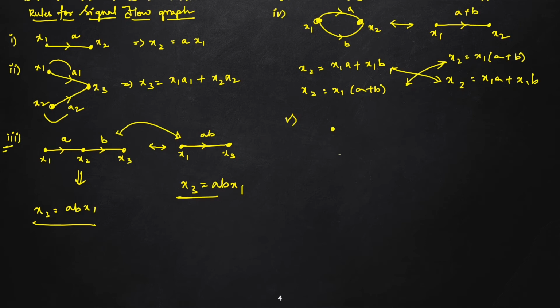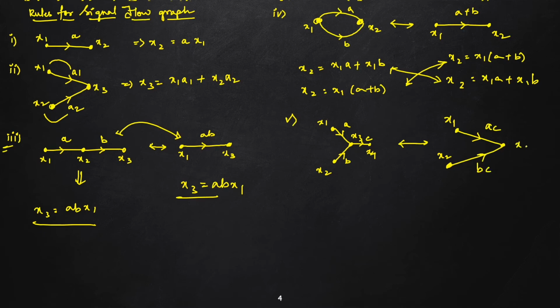we have 4 nodes, x1, x2, x3, x4. This has a gain of a, this has a gain of b, and here let it be c. The same can be represented like this. These also represent the same system. This is x1, this is x2. Instead of gain a here, now we write ac. Instead of b here, we write bc, and this will be the x4 node.